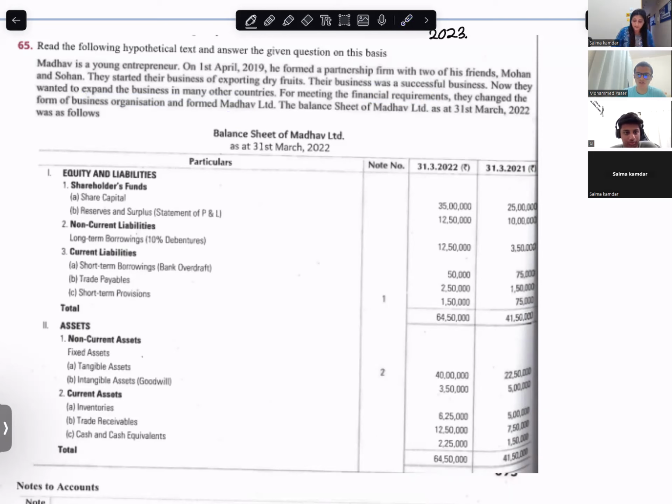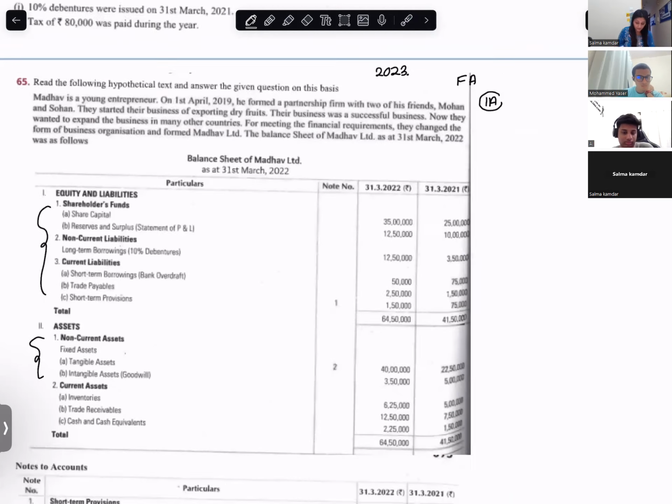The balance sheet of... What is our requirement? What do they want us to find out? Financing activities and investing activities. Financing activities would be in the equity and liability section. Are you with me? Yes. And investing activities would be over here. Okay, fine, no problem.